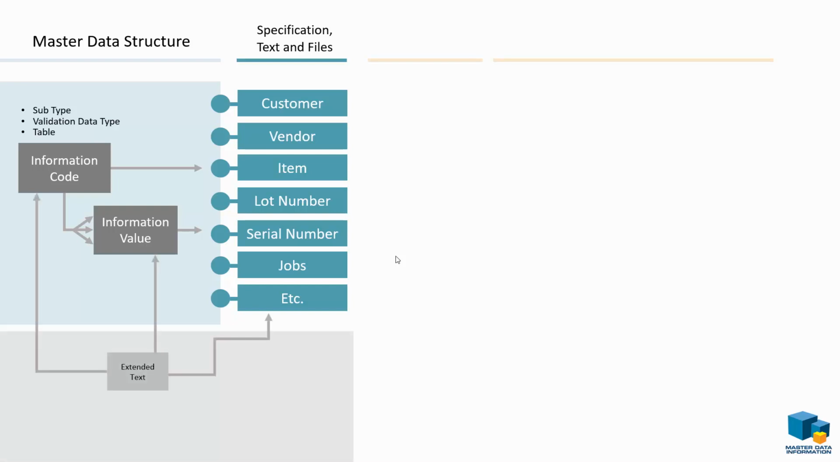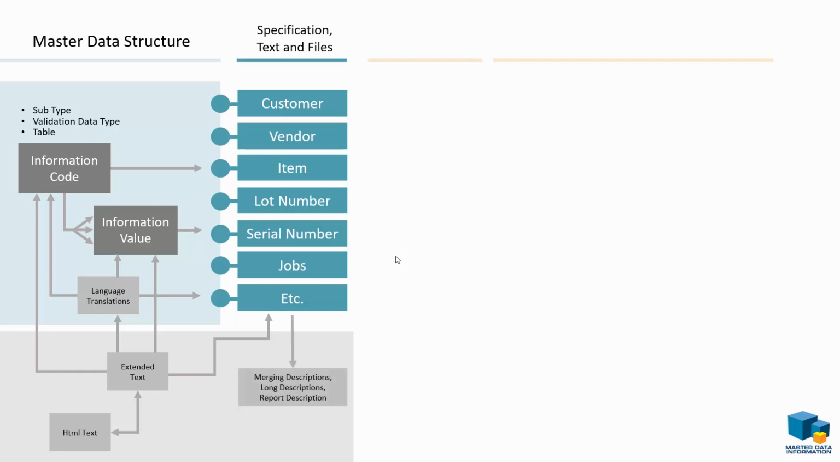On all three levels, information code, information value, and all the specific entities, we have extended text we can work with, and we could also add extended text as HTML text. And we can also apply languages to all three layers, and of course also extended text to these languages. So with this structure, it's possible to add information in a very structured way in Business Central.